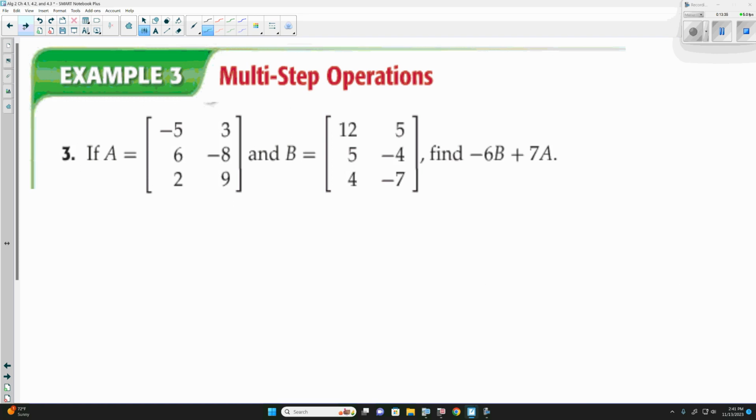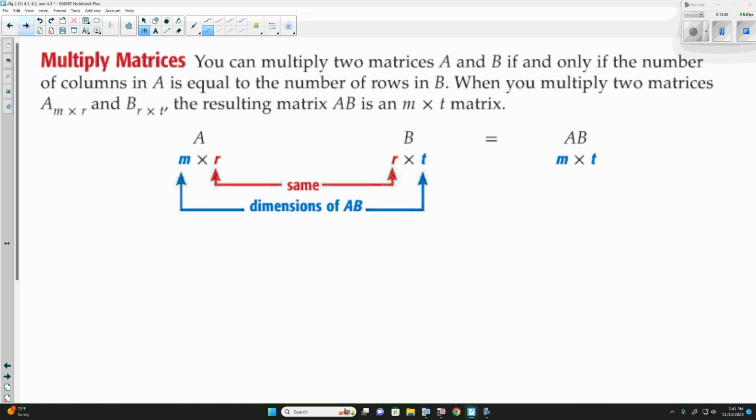Well, everything except for elements so far has not been new. Because we've gone over dimensions, we've gone over addition, subtraction, we've gone over scalar multiplication, and we've gone over using scalar multiplication with addition and subtraction. What is new is matrix multiplication. We have not multiplied two matrices before.